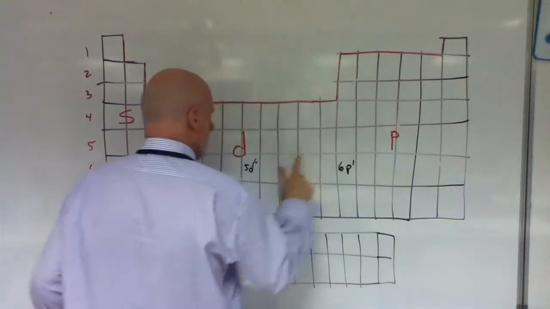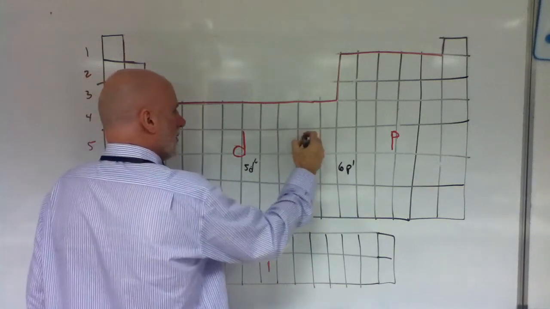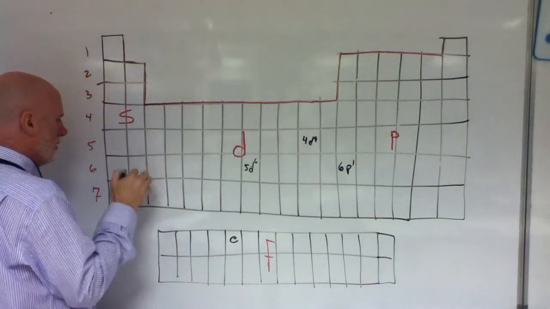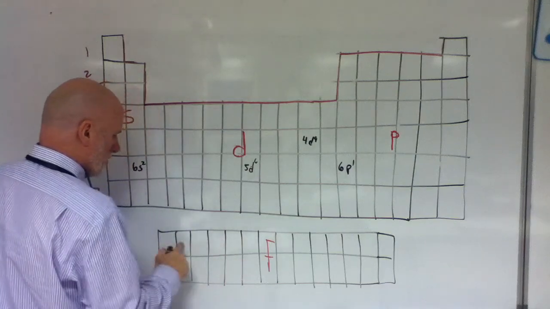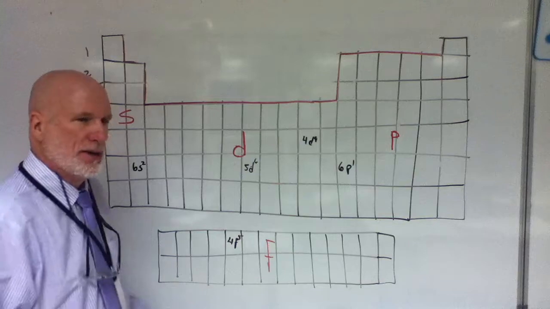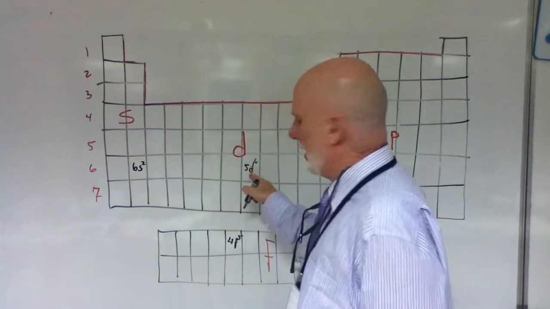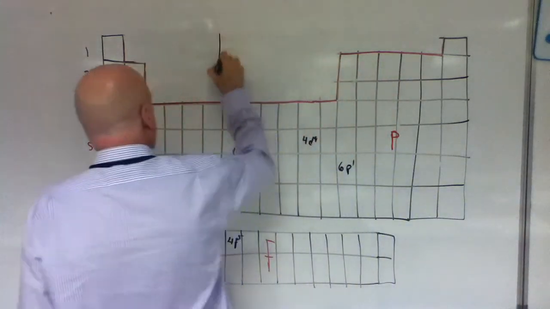Let's quiet down. Which one's this? This is going to be, this was 4D9. 4D9. This one is going to be 6S2. And this one is going to be 4F5. 1, 2, 3, 4, 5. 4F5. Okay, good. Now, this is the deal. You can now identify two of the quantum numbers for that.